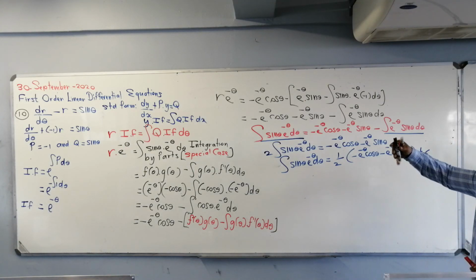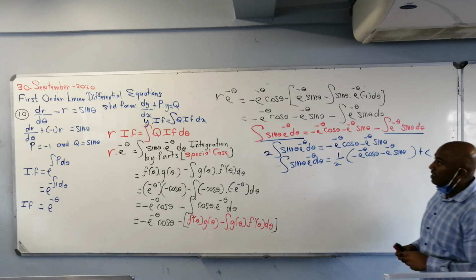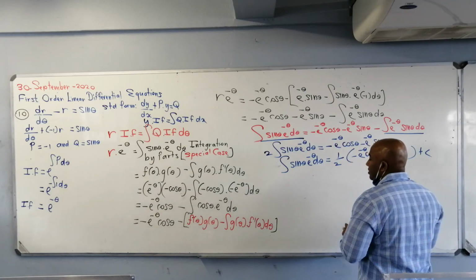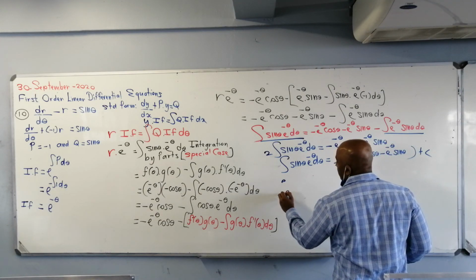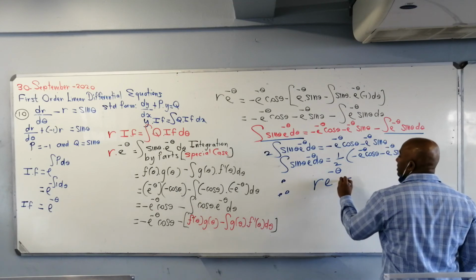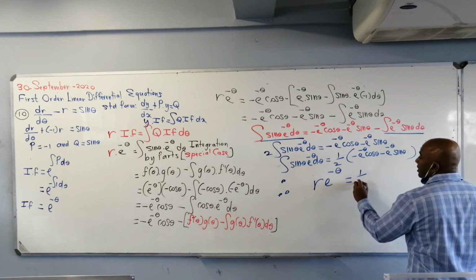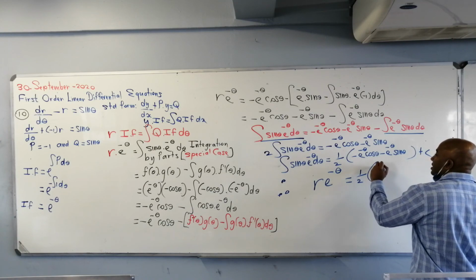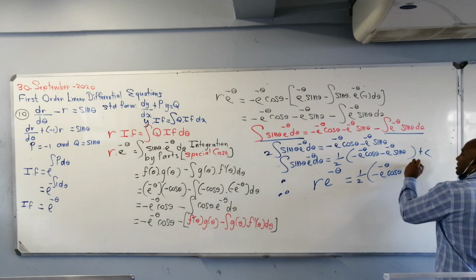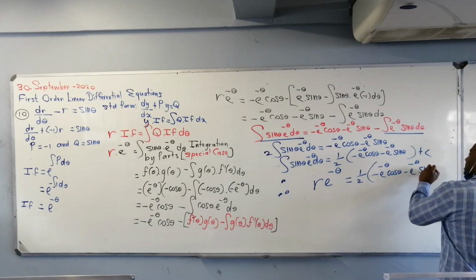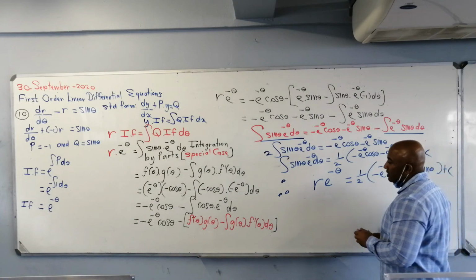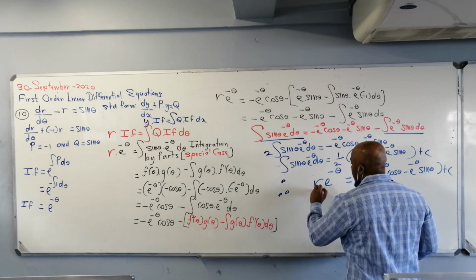But now remember, let's go back. Our left hand side is r e to the power minus theta, don't forget that. So therefore, we got r e to the power minus theta is equal to half of minus e to the power minus theta cos theta minus e to the power minus theta sine theta plus c, and this is called the general solution.